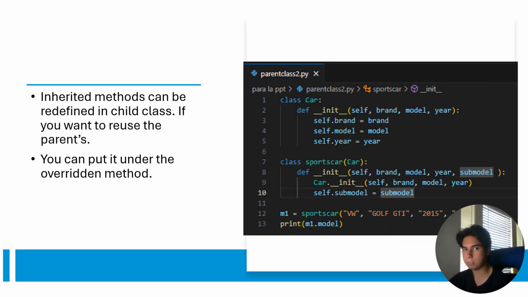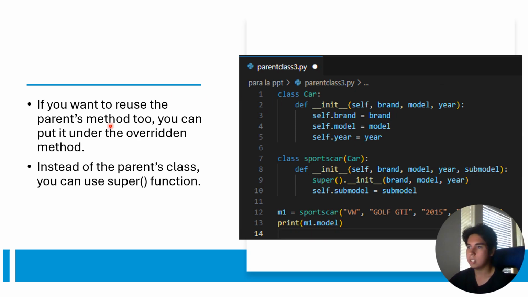So let's keep going. Inheritance methods can be redefined in child classes. If you want to reuse parents, you can put it under override method. Again, override method is the same way here. You can put car. We're about to get there for super, but this is a way to do it too. Again, you put here your submodel, then you call it upon again. So that submodel, you define it, and you call against it. Again, you can put M1 put submodel, and it's gonna give you information about it.